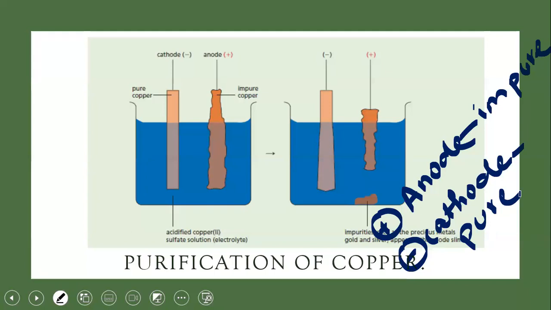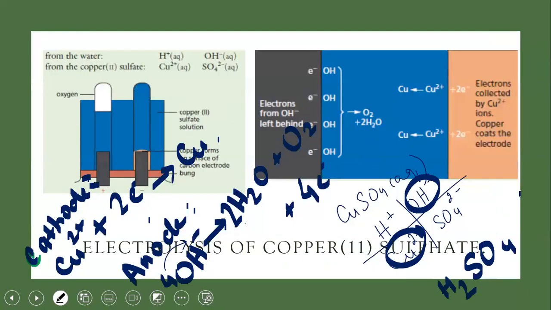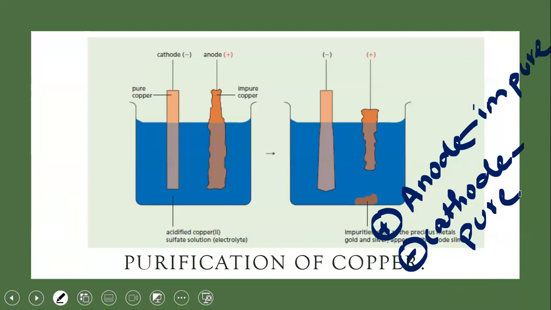Now, if you remember, in electrolysis I told you we use inert material to make electrodes. I told you we use graphite or platinum. For electrolysis we use inert material, but over here we're not using inert material, we're using metal. So impure copper is on the positive side and pure copper is on the negative side.